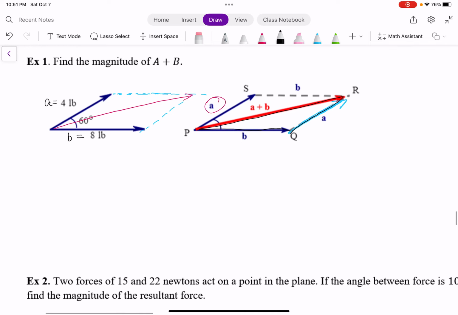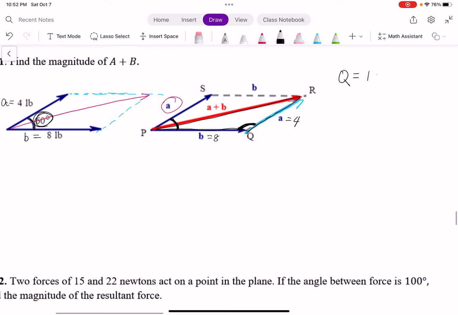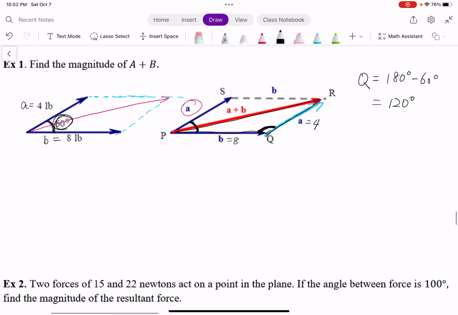So the length of A and B is given. B equals 8, A equals 4. And how about the angle between them? So this angle is 60. Then this angle Q equals 180 minus 60. That's 120 degrees, because Q and P are supplementary to each other, so the sum is 180.